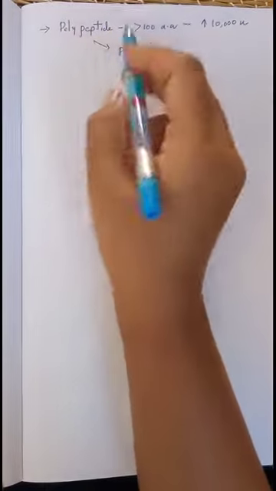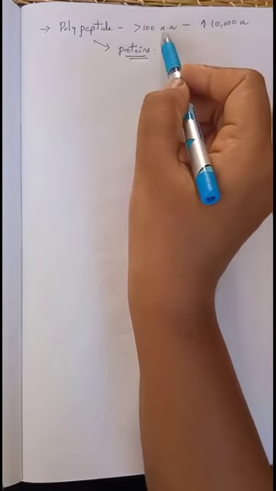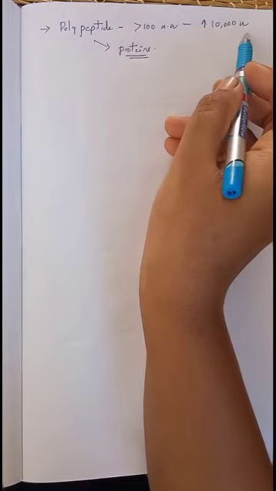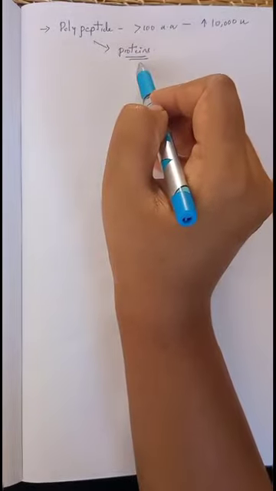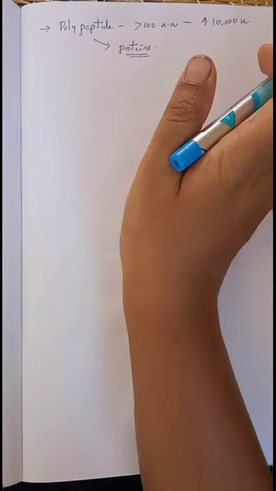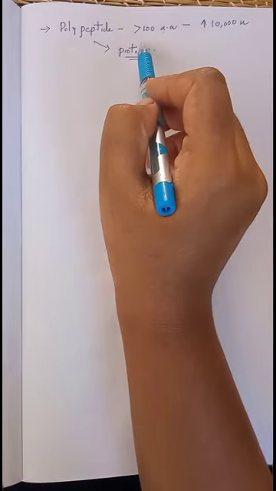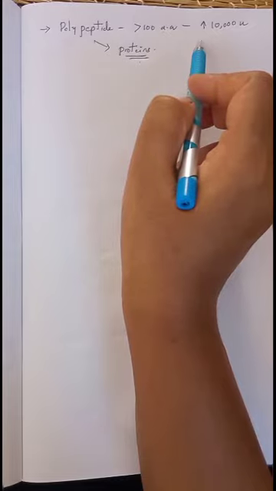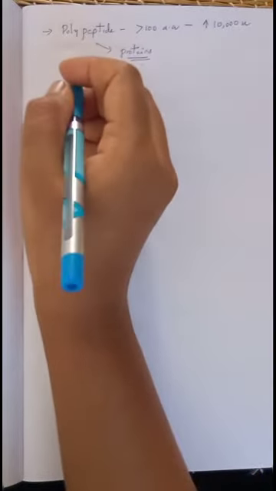So poly means many. If a peptide is containing more than 100 amino acid units and a molecular weight higher than 10,000 unified mass, then such a polypeptide is considered as protein. Smaller peptides are not considered as protein. So a polypeptide which contains more than 100 amino acids and a molecular weight higher than 10,000 unified mass is said to be a protein.